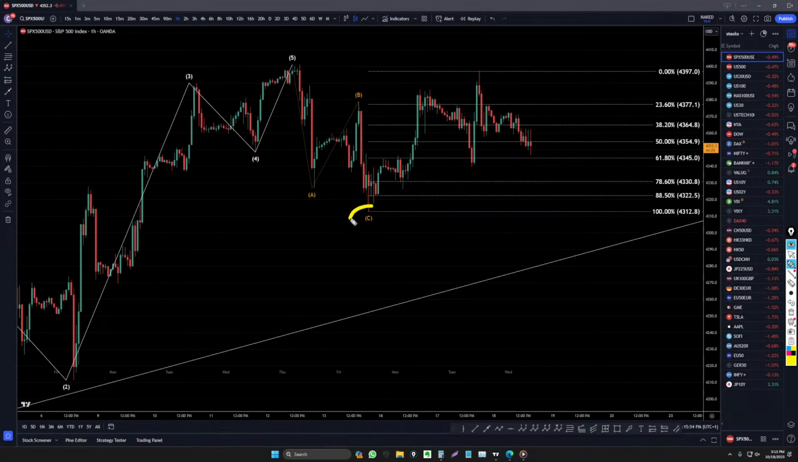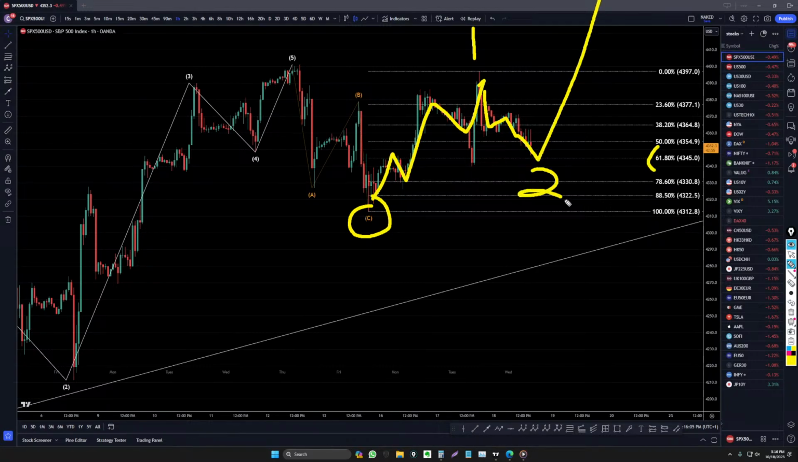I think we already had the end of a correction. I think this is a 1, 2, 3, 4, 5 right there, probably a 1 of 3. I think this is a correction to that. I think we're going to bounce out to 61% again and probably go up 1, 2, and 3 of wave 3. Seems extremely likely that that is what's going to happen.